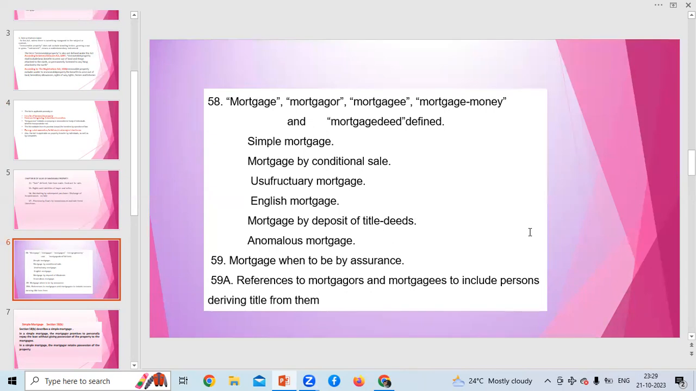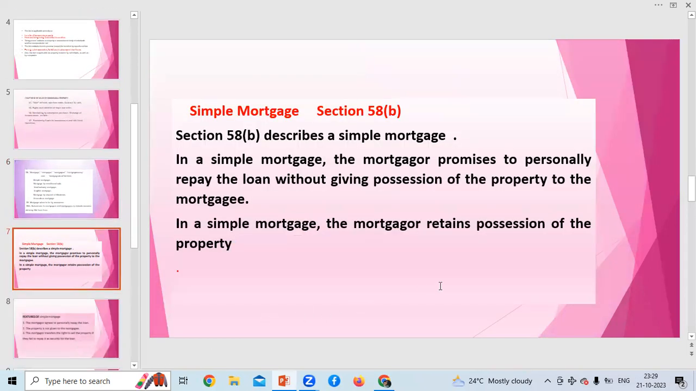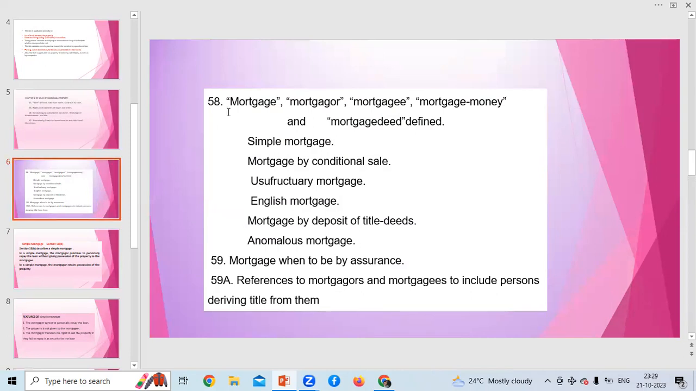So section 59 is talking about mortgage when to be by assurance. And 59A is an amendment: references to mortgagors and mortgagees to include persons deriving title from them. Simple mortgage is section 58(b). So 58(b) is talking about simple mortgage.